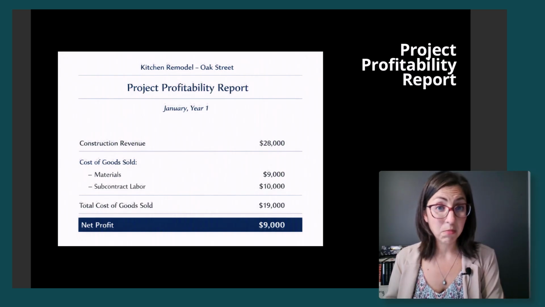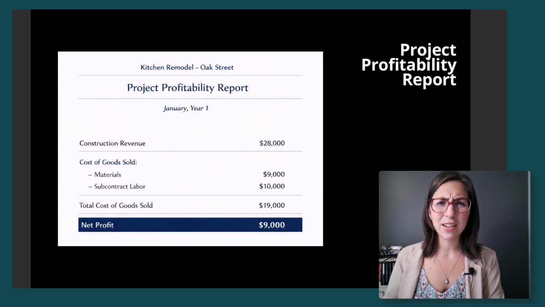Well, it sounds good. Maybe, right? We got to look at this a little bit more. Is $9,000 of net profit good? Maybe. So we've got some more questions here.